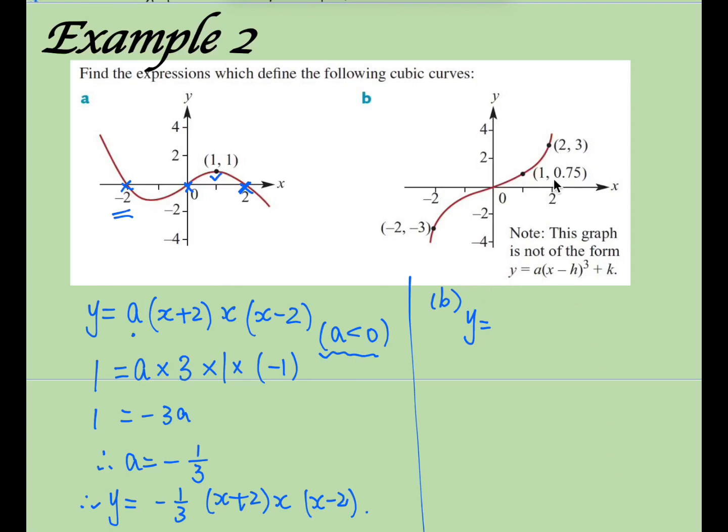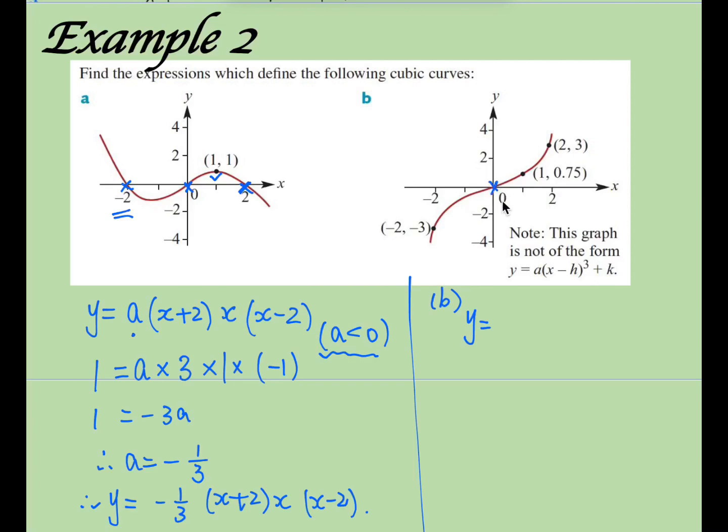For this shape, there are 2 cases. If there is a stationary point of inflection, then it should be in the transformation form. But the question gives a hint that the graph is not in the transformation form, and it means we are going to use shape 3 to determine it. Therefore, we are going to use factorized form first.